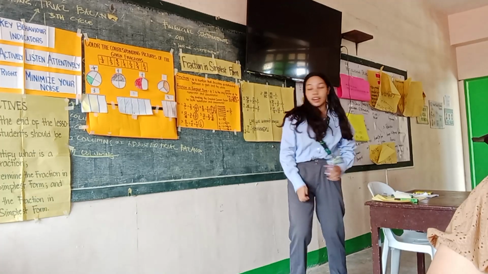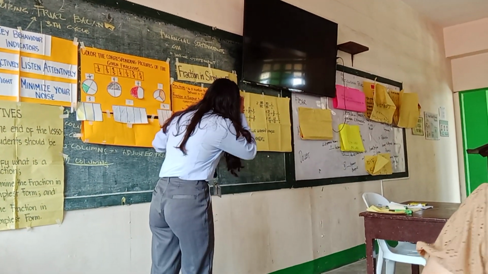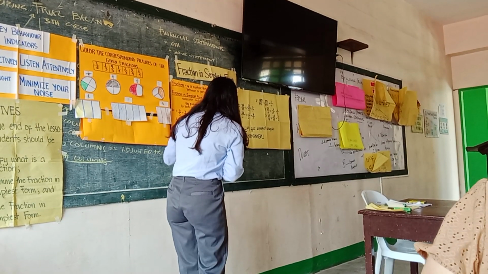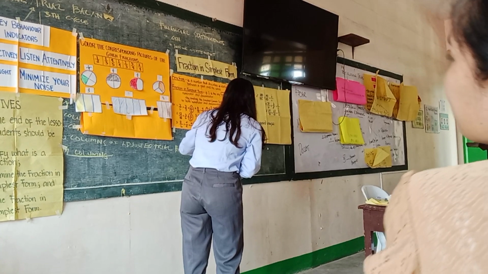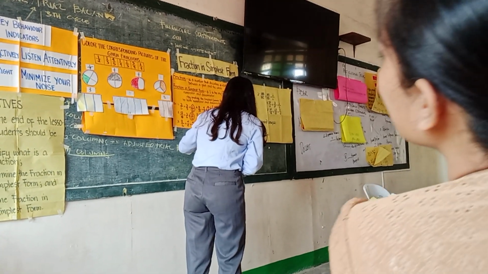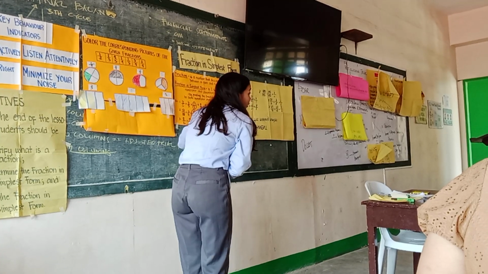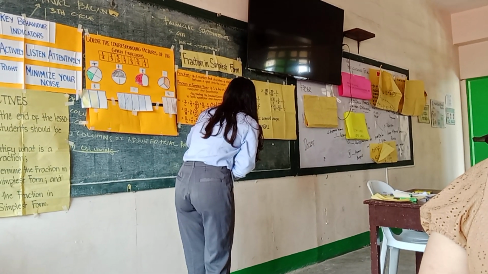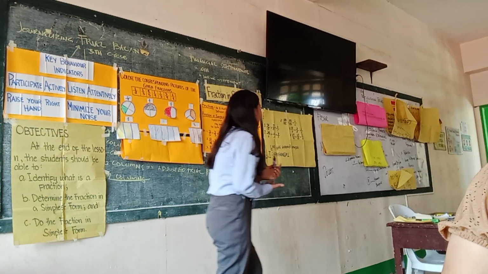So let us now check if it is right. For number 3, we can also do this to make it simple: 8/16 divided by the greatest common factor, 8. 1/2 is the simplest form.